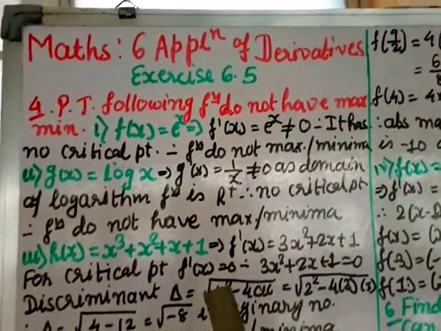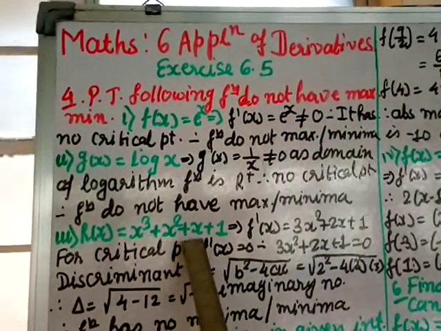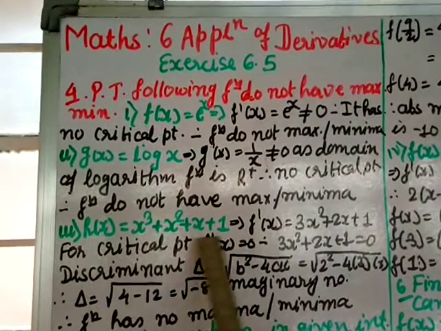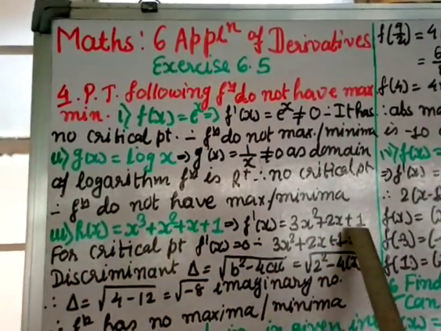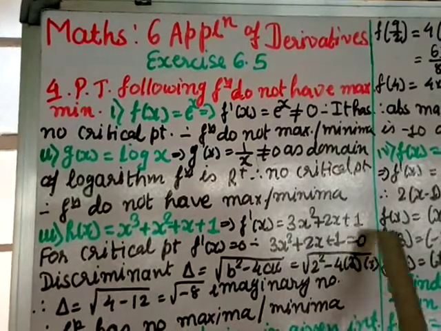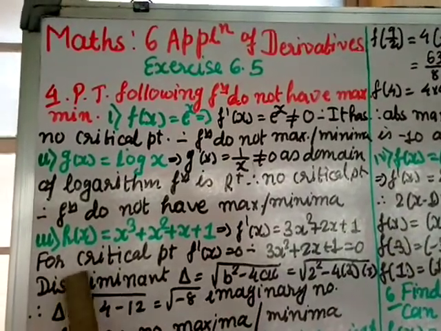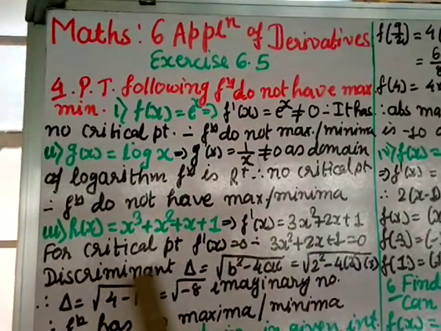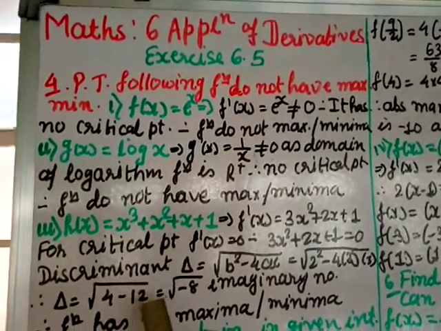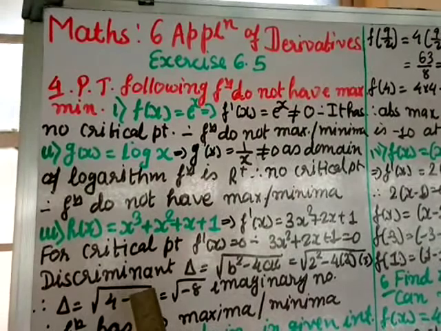Roman numeral 3, h(x) is equal to x cube plus x square plus x plus 1. I'll find the derivative, so x cube gives 3x square, x square gives 2x, plus 1. Then we will solve it using the quadratic formula. For the critical point, f dash is equal to 0, so I will equate it to 0 and use the quadratic formula. So I will use the discriminant.